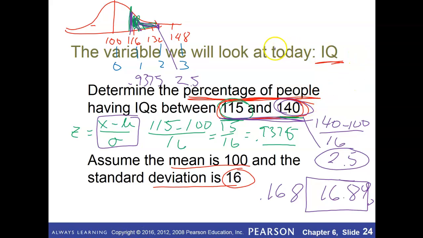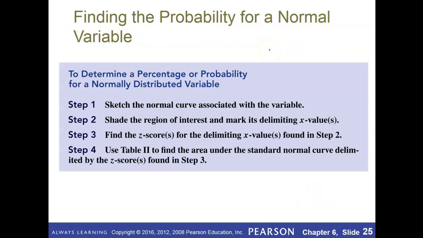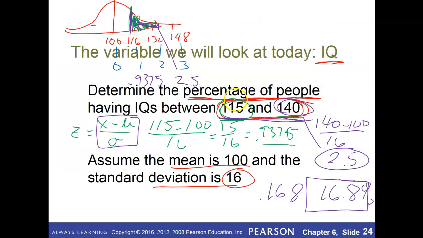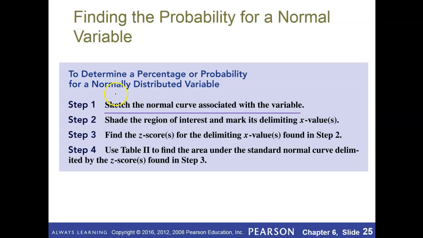Let's review what we just did. I'm going to go to the next slide here. The first thing we did is we sketched a normal curve associated with the variables. We started with our normal x values and changed them to our z-scores. That's what we're going to do next. We shaded the region of interest, and we did that. And then we found the z-scores associated with those x-scores. Okay?